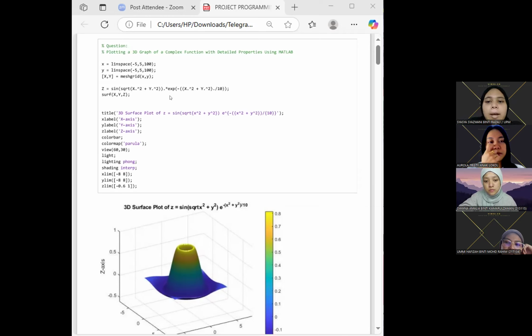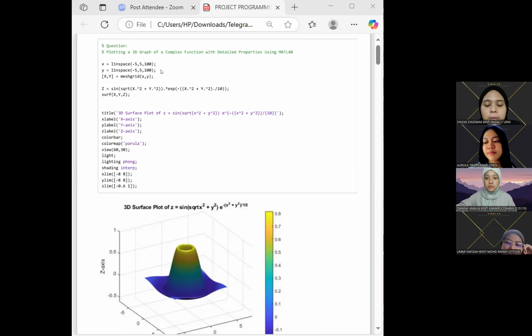We start by defining our domain using this command. As you can see, x equals linspace(-pi, pi, 100), where negative pi is the minimum, pi is the maximum, and 100 is the number of points. This means we are generating 100 points between negative pi and pi for both the x and y axes.